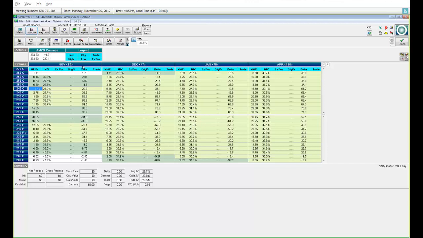So if you think, for instance, that Amazon in the next 12 days could, I can't highlight that one, but right here, if you think it could go up to at least $245, that's $10 higher. For you to place a bet, it's going to cost you $1.42.